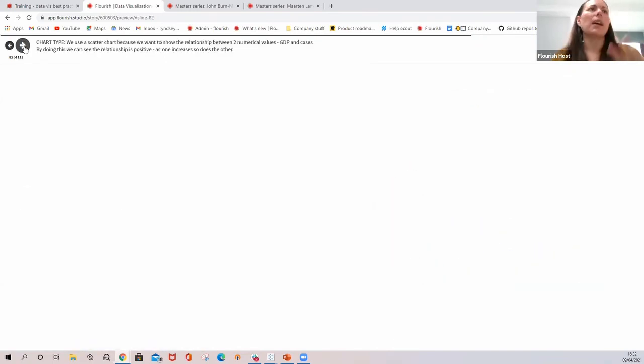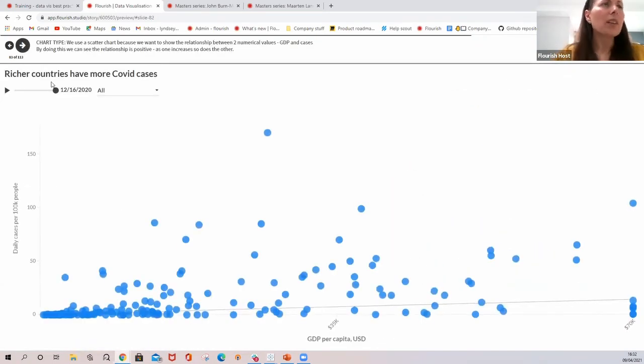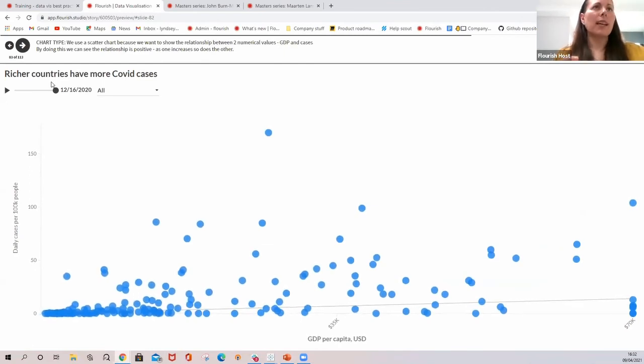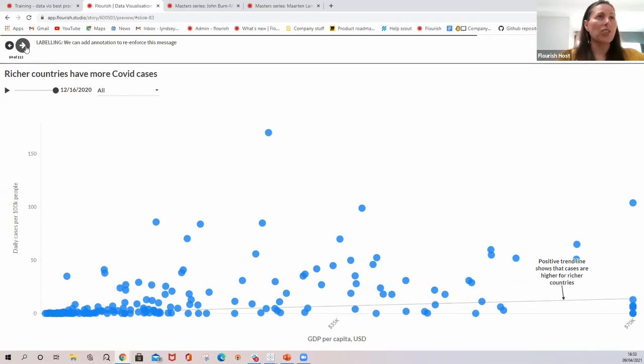And this is an example we actually put together for a customer. We use the scatter chart, as I said, because we want to show the relationship between two metrics. And here we can see we've got a trend line, and we can see that this is a positive relationship, that there are more cases of corona in richer countries. So that's the chart type we decided to show because we want to show a relationship. We can add annotation to reinforce this message.